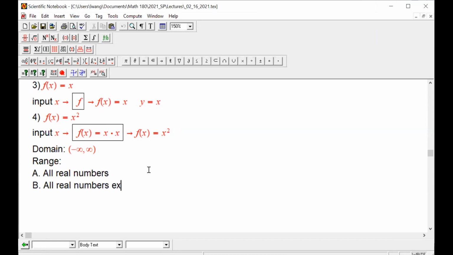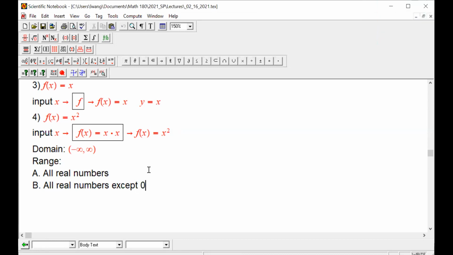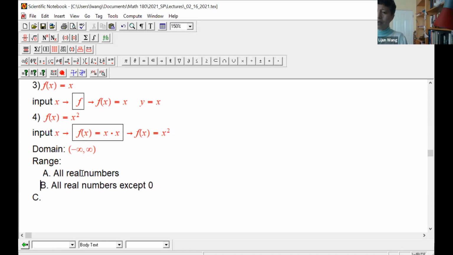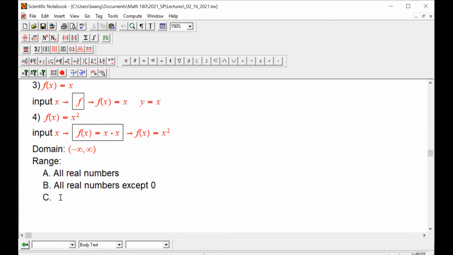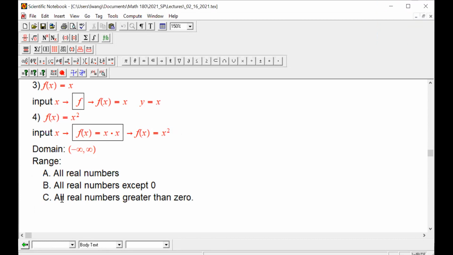You apply the rule. Anything greater than 0. You think about any number you can think of, and you take that number times itself, you follow this rule. What are the consequences of following that rule? All real numbers greater than 0. Greater or equal to 0.